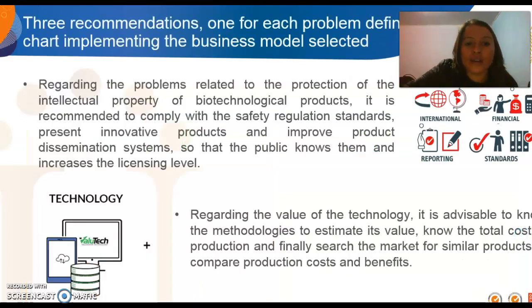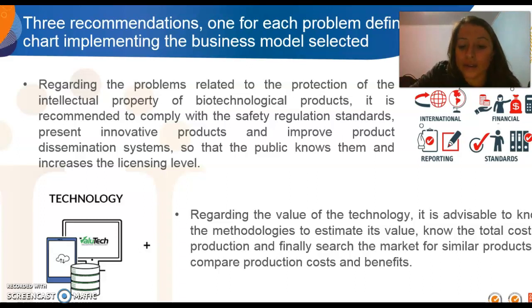The recommendation for each problem defined in the chart, implementing the business model selection. Regarding the problem related to the protection of the intellectual property of the biotechnological product, it is recommended to comply with the safety regulation standards present in innovative products and improve the product dissemination system, so as to increase the license level.